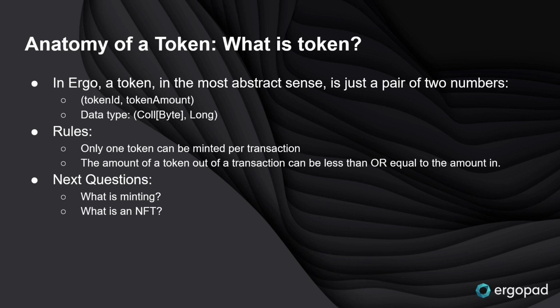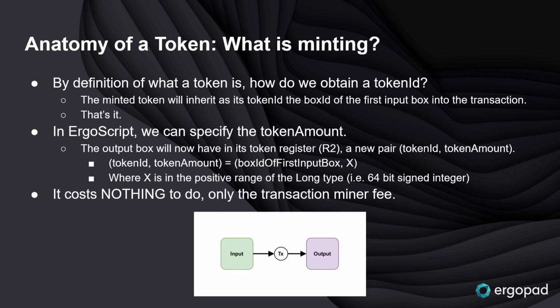So the next two questions we want to answer are what is minting and what is an NFT. What is minting? By definition of a token, we need to obtain the token ID. So how do we do that? The minted token will inherit as its token ID the box ID of the first input box into the transaction. That's it.